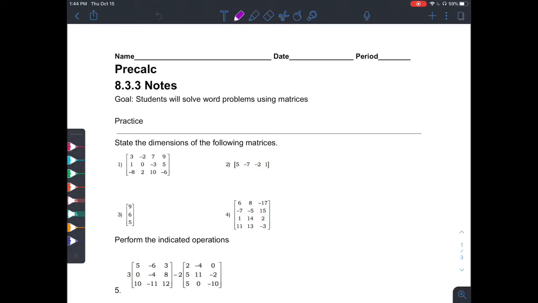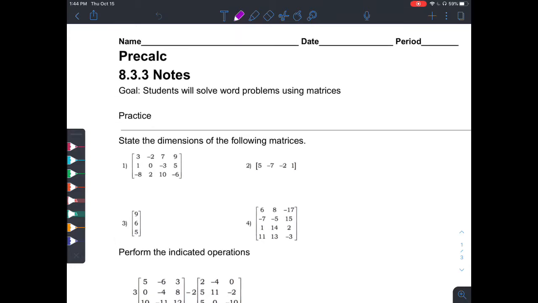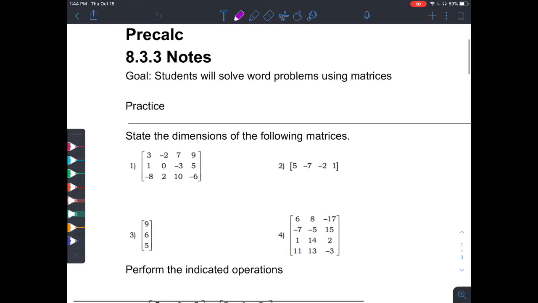Today we're talking about how to solve word problems using matrices. So last time we solved systems of equations using matrices, and now we're just doing the same thing, but we have word problems. So just for some practice, go ahead and state the dimensions of these following matrices.